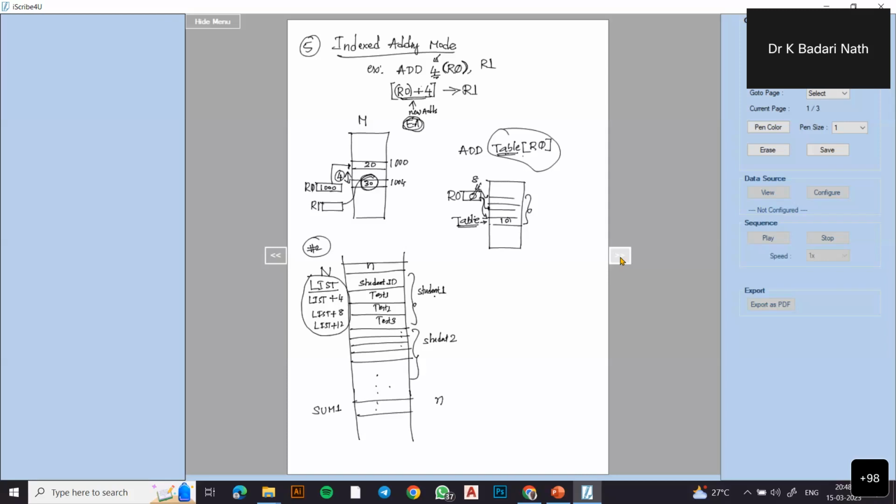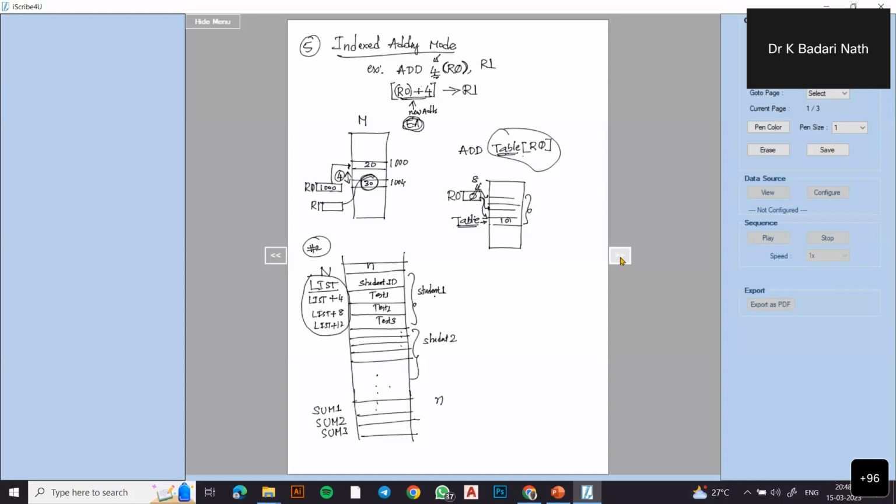Similarly, I have to add the test 2 scores of all the students and store them in sum2. Similarly for sum3. Now, to do this job, what instructions do I have to use in my assembly language program, and how do I do it? Let's see that.